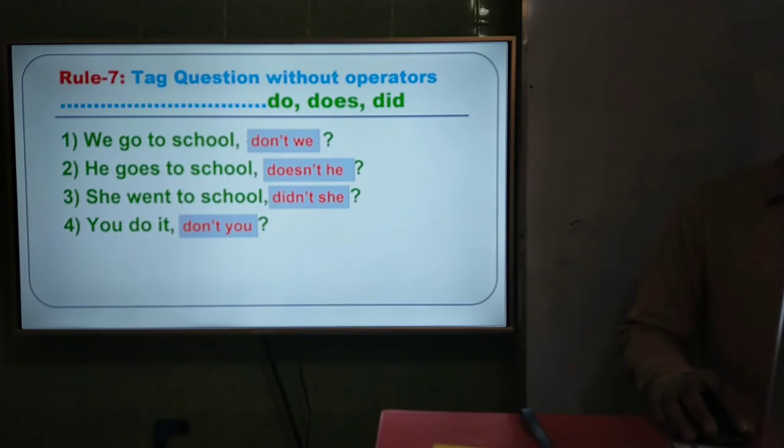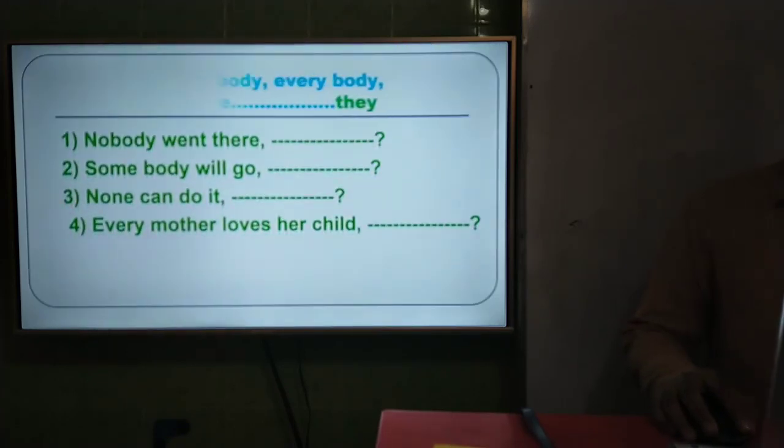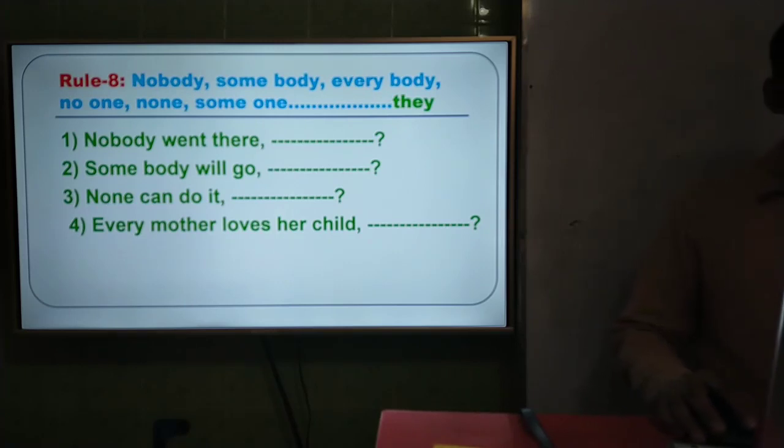Now I am going to the next rule, dear students, and this next rule is, if we get nobody, somebody, everybody, no one, none, someone in any sentence, we shall use they as pronoun to make tag question.